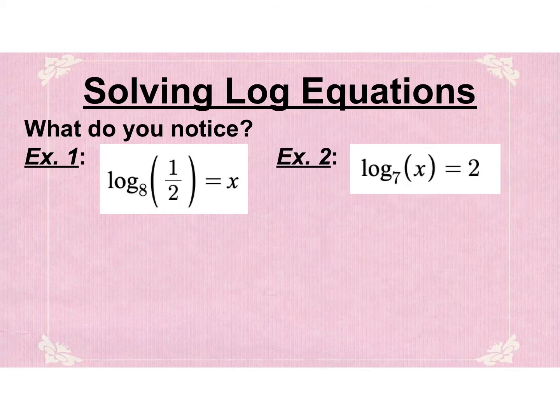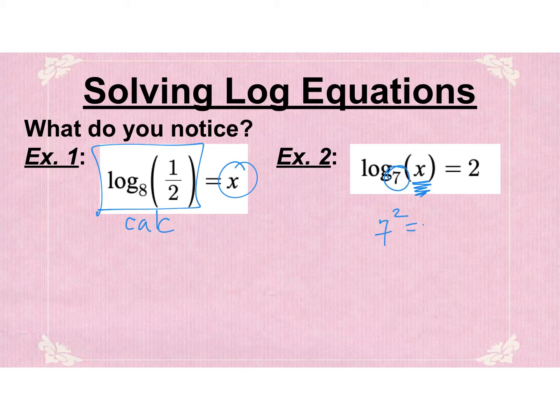So this was the problem that we just did, exercise 1, and exercise 2, what's the difference here? Well, here's x, and I have all my numbers on the left side, so you can go right to the calculator on this one. I have x in the middle here. This is in log form. So for this one, I'm going to want to switch to exponent form. Here's my base, so I'm going to start there. So this becomes 7 squared equals x, and I can see the answer is going to be 49.